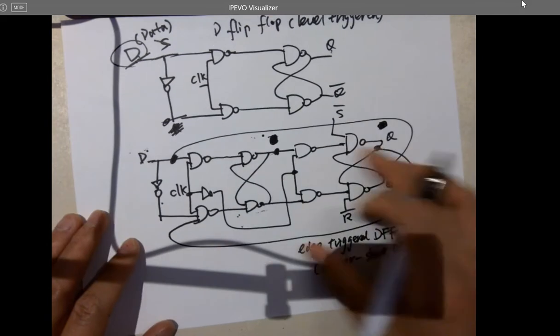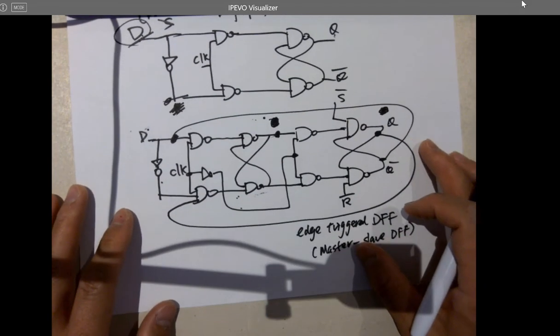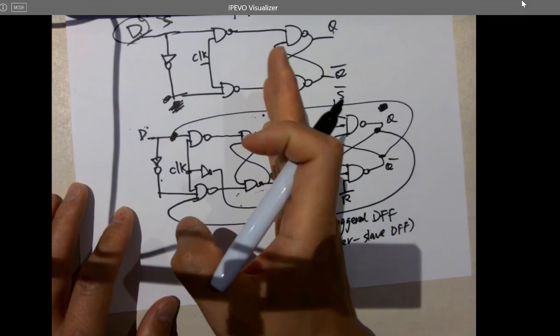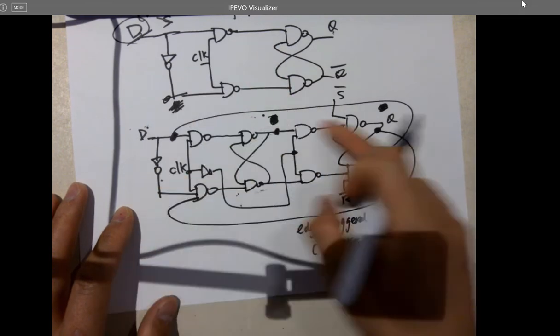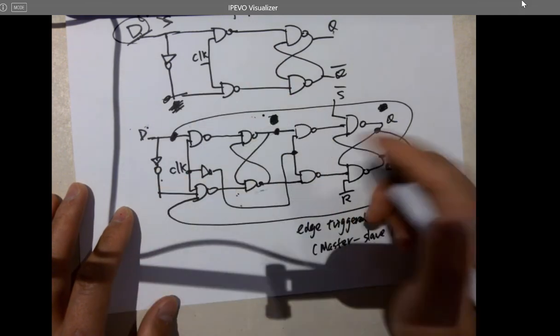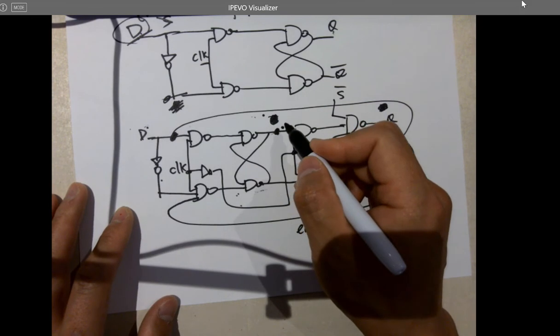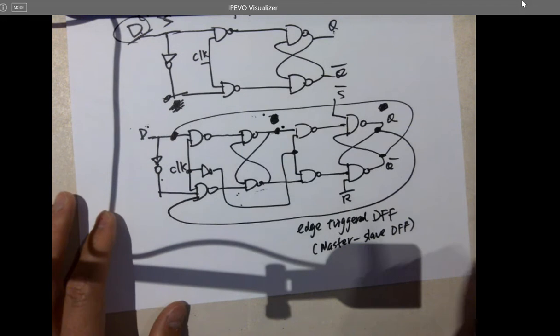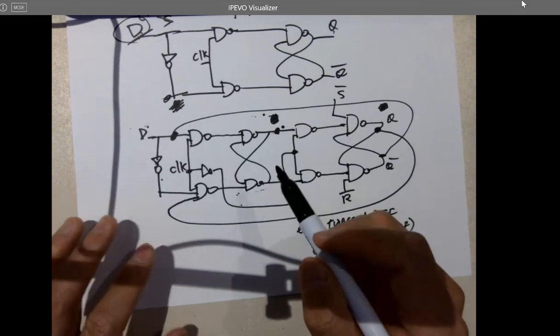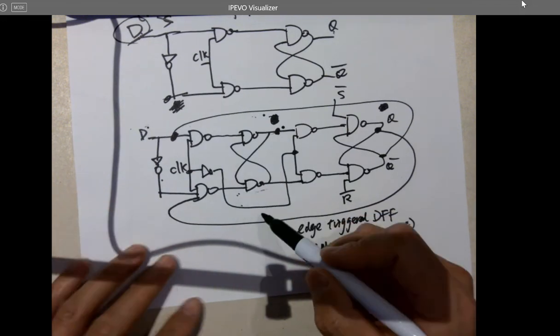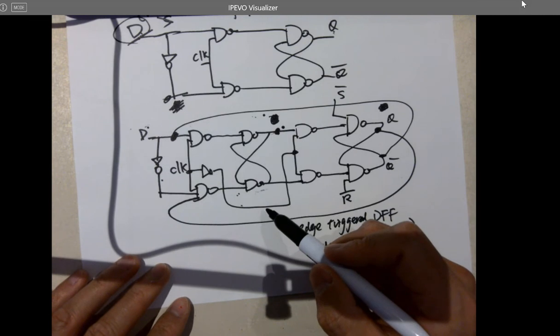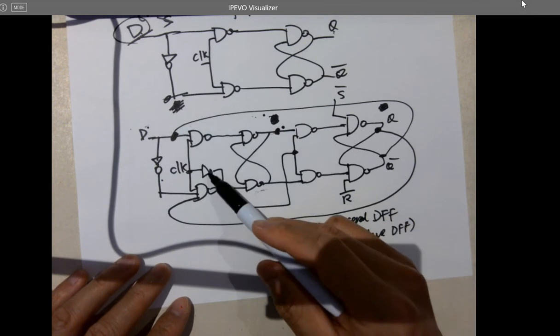But we need the two stages to have an actual control in the middle, so it's not directly sending the results to the final Q. So it can stay here for a little bit to wait for another rising edge. So before we determine if this is rising edge or falling edge triggered, can you tell me is this rising edge triggered or falling edge triggered and why? Just look at the clock.